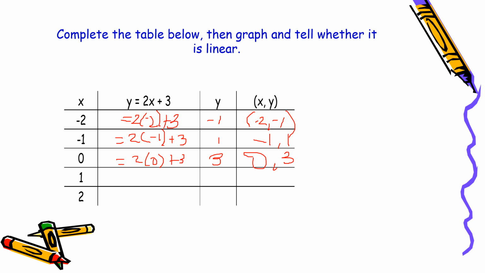Therefore, the coordinates are 0 and 3. At the same time, we have 1. So we will have 2 times 1 plus 3. So we know that this is 5. So 1 and 5. Later on, it is easy to do this, so practice this. Then we have 2 times 2 plus 3. So we got 7 here, so we got 2 and 7.